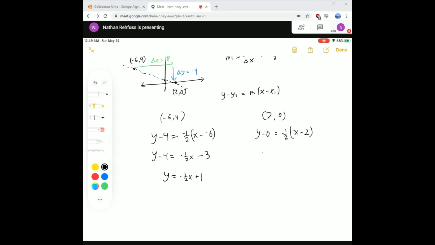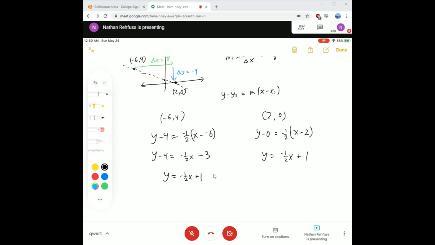Well, I'm going to distribute this negative 1/2. I don't have to write that minus 0 because it doesn't change the value. So negative 1/2 x. Now, negative 1/2 times negative 2, the minuses cancel out, and a half cancels out with 2 and leaves us with just a 1. Hey, that's the same equation. So it really is the same no matter which point you used.